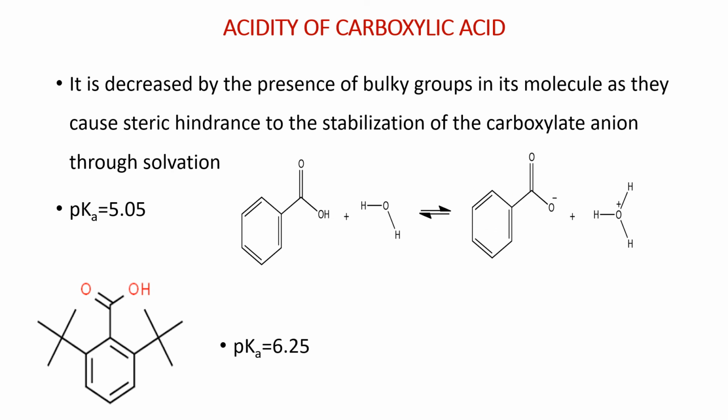We can explain the acidity of carboxylic acid by steric effect. The acidity of carboxylic acid is decreased by the presence of bulky groups in its molecule, as they cause steric hindrance to the stabilization of the carboxylate anion through solvation. In the case of benzoic acid, the pKa value is 5.05. But in the case of 2,6-di-tertiary butyl benzoic acid, the pKa value is 6.25. That is, as a result of the steric effect induced by the two bulky tertiary butyl groups at the two ortho positions of the carboxyl group, it is found to be less acidic than benzoic acid.